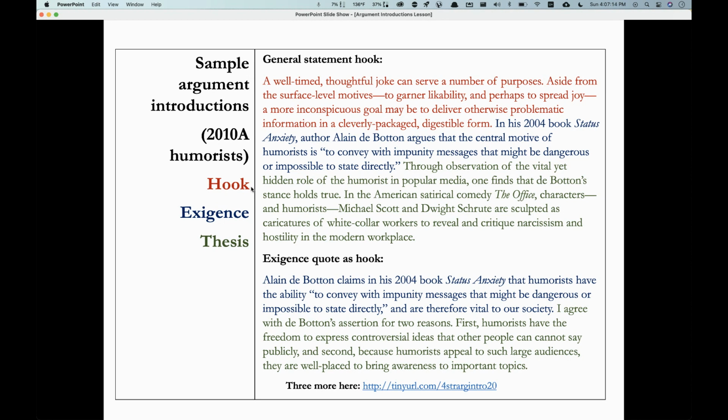Alrighty, the only thing I want to mention here to make sure you noticed is that this second one here does not have any red bit. And that's because the exigence is functioning as the hook in this second example. I think this second example is not perfect. I feel like the subclaims here are not clear enough, or they're not specific enough. I'd like them to be more specific, but the way the language is put together, as well as the way this writer uses exigence as a hook, makes it good enough that I would give it to you as a strong example of what an argument introduction looks like.